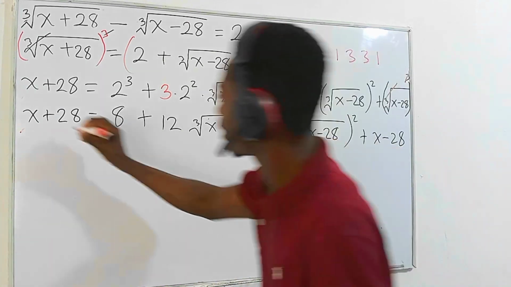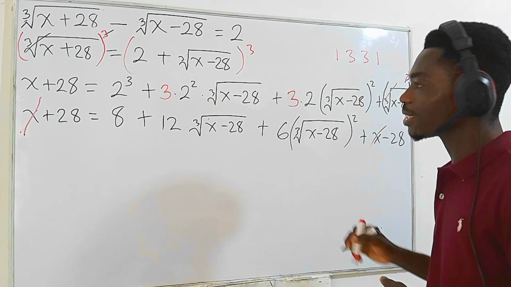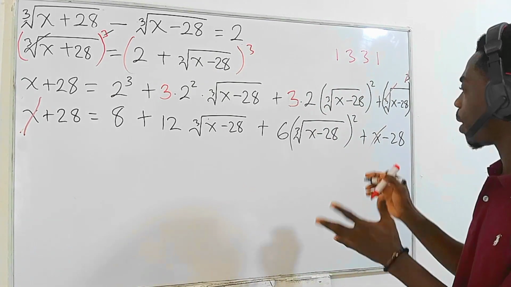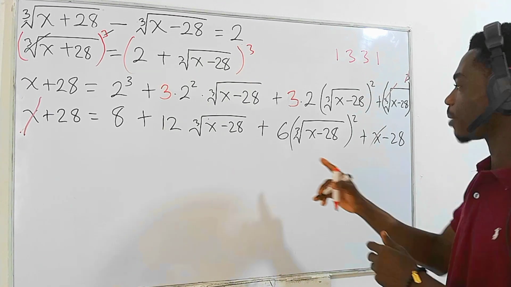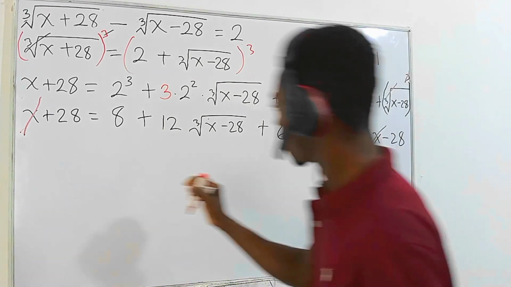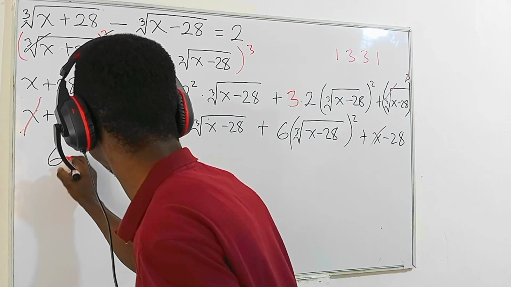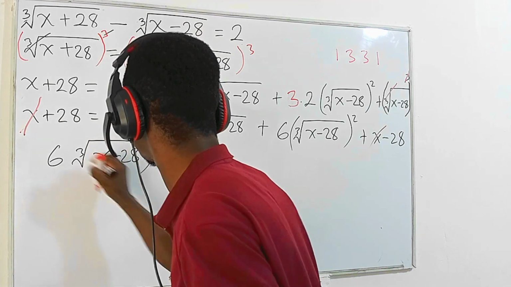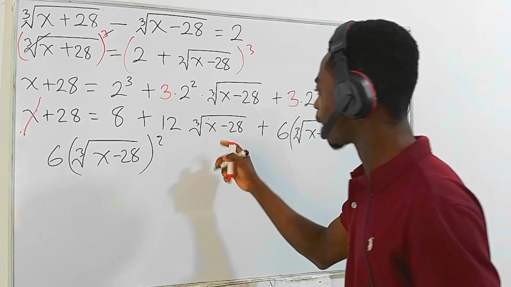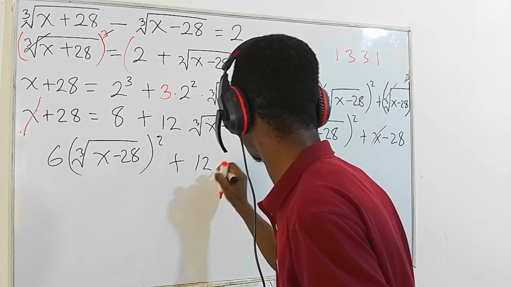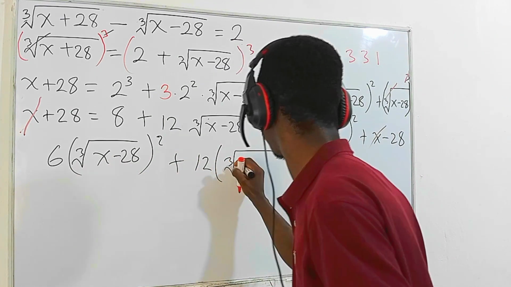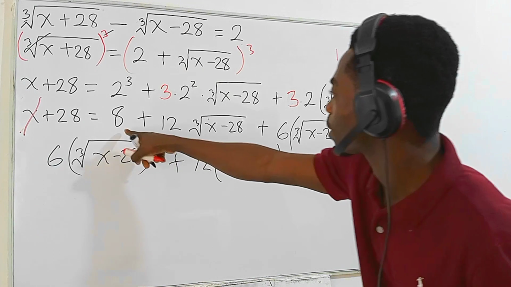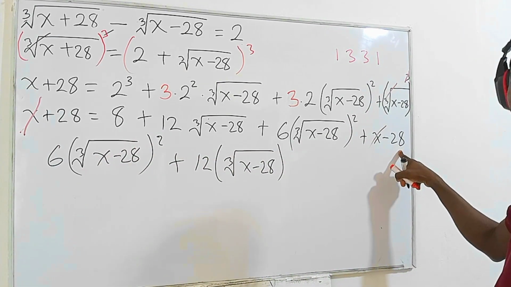Now check this. This x will cancel out this because they are the same on each side of the equation. Great. Now let's go ahead and then equate everything to 0. And with that, we will start by writing the number with the highest power. So we're going to have 6 times cube root of x minus 28 to the second power, followed by this right here, that is 12 times cube root of x minus 28.